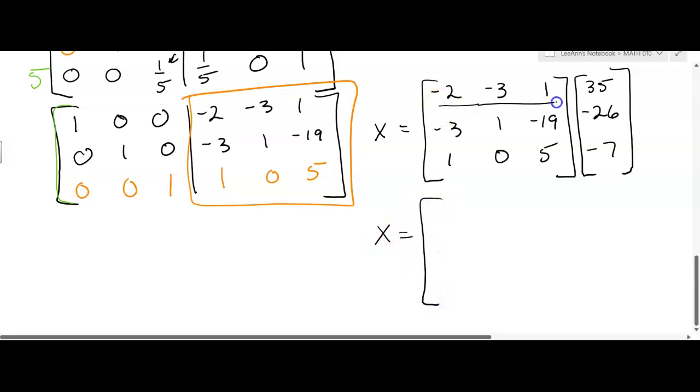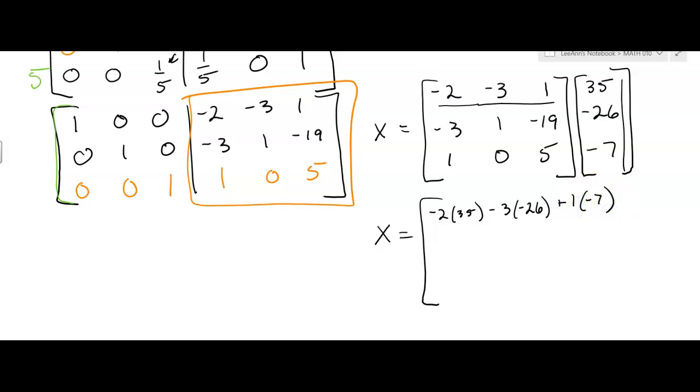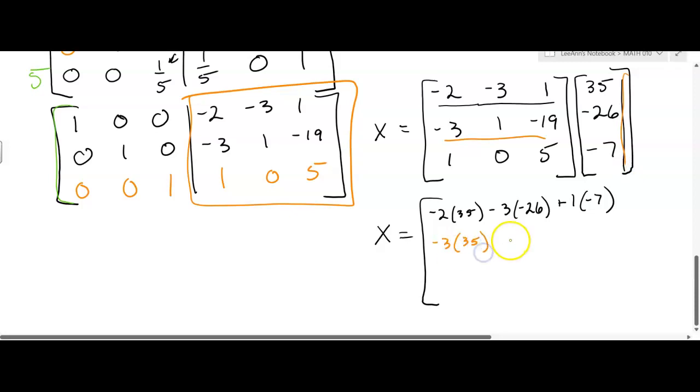So I'm going to take this row times this column. And that's going to be negative 2 times 35 minus 3 times negative 26 plus 1 times negative 7. Then I'm going to take this row times this column. Negative 3 times 35, let's see, plus 1 times negative 26 minus 19 times negative 7. And then the last one is going to be this row times this column, which is going to be 1 times 35 plus 0 times negative 26, that's just going to be 0, plus 5 times negative 7.